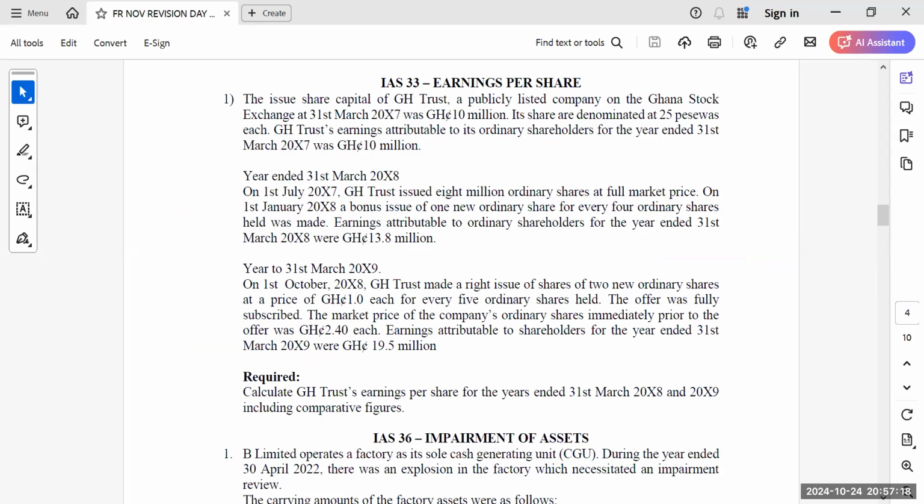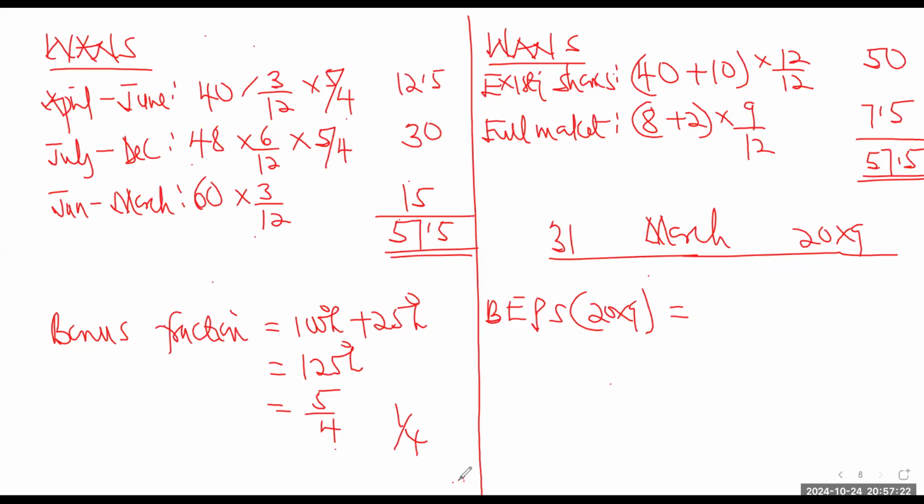19.5 divided by the number of shares. So we are going to be calculating the number of shares now. So let's calculate our weighted average number of shares.